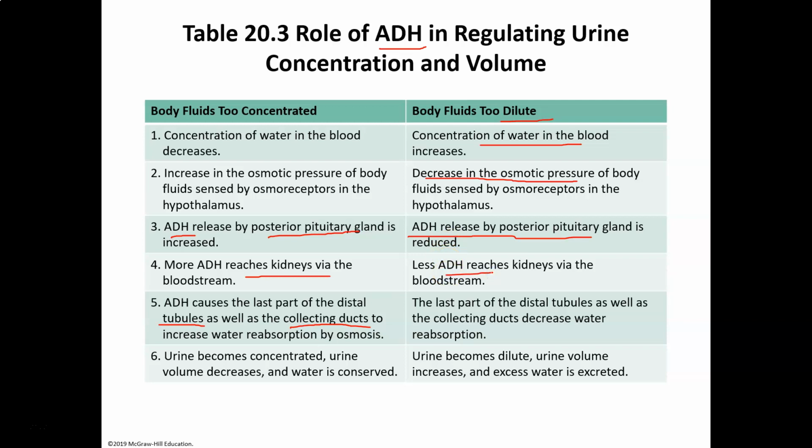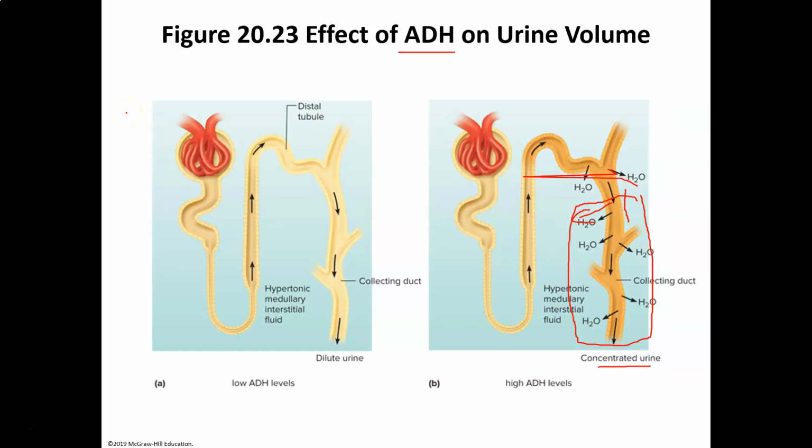Less ADH reaches the kidneys. Aquaporins are not produced. They are not put into the cell membrane. Water stays inside the collecting tubule and goes out of the body, just like here. So that would be this situation. Less ADH, water stays inside the collecting tubule, out it goes, and you have a more dilute urine. That's how ADH works.